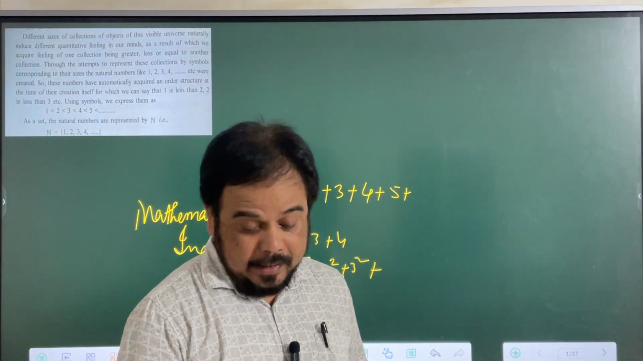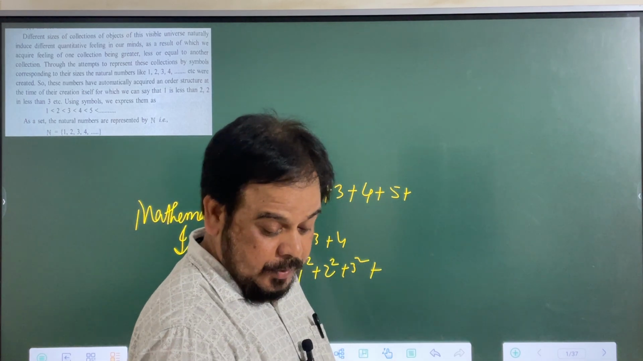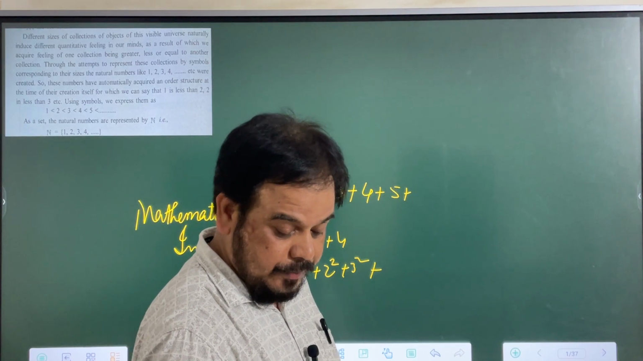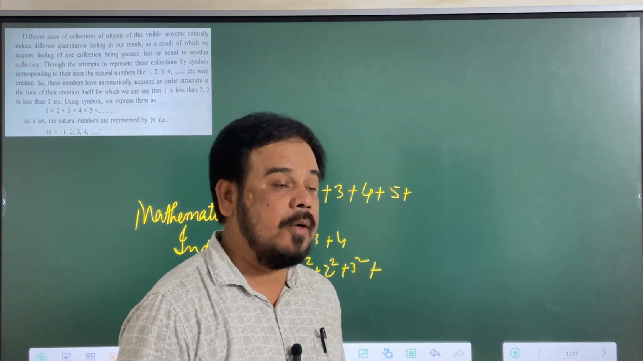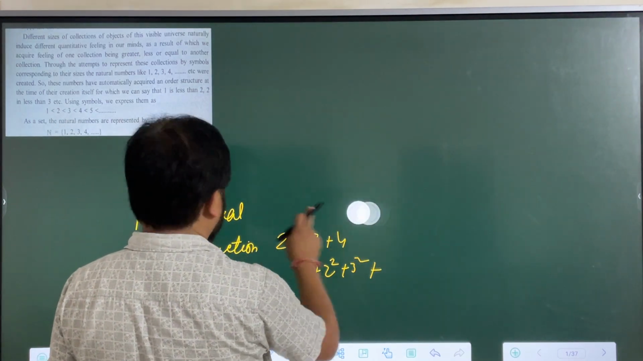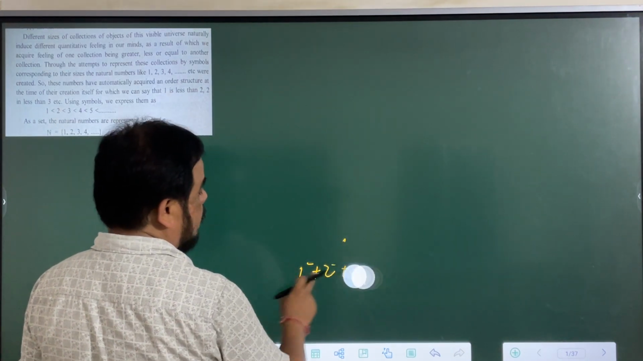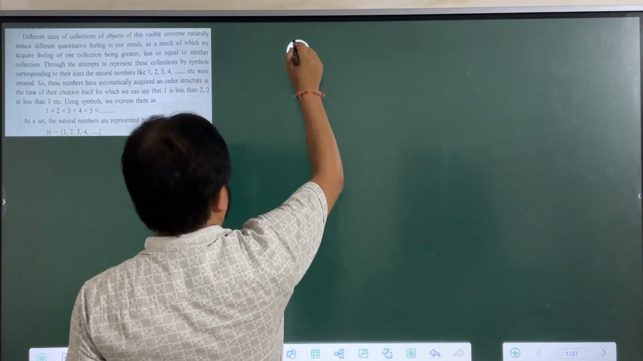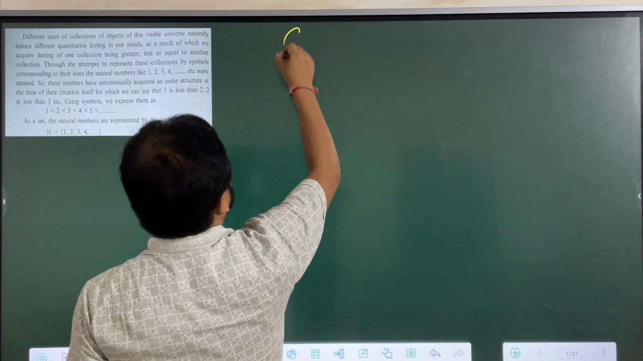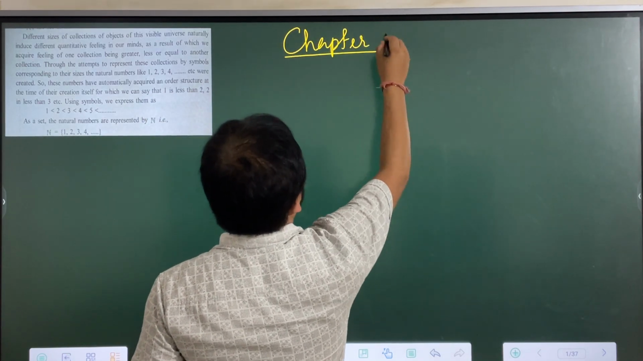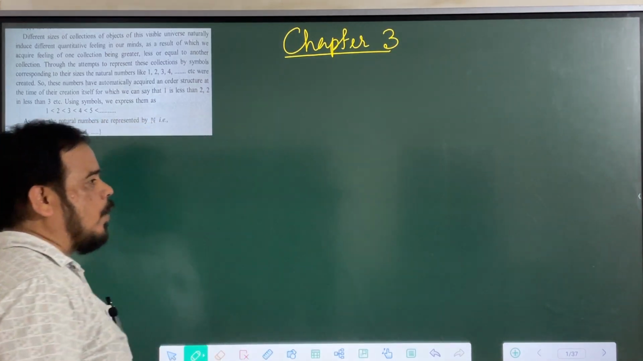So today we will discuss something about arithmetic of integers. That means chapter number 3. And in this chapter, we will discuss whatever examples are there, and we will try to solve the sums of exercise 3.1 also.